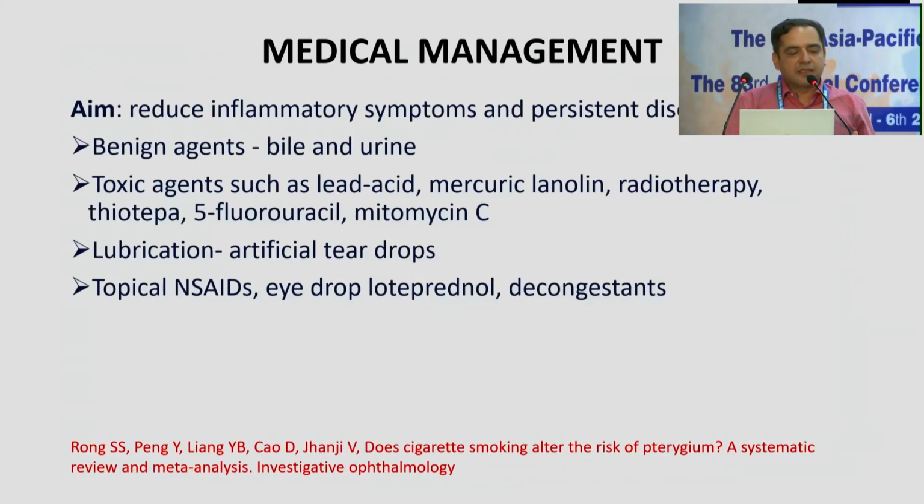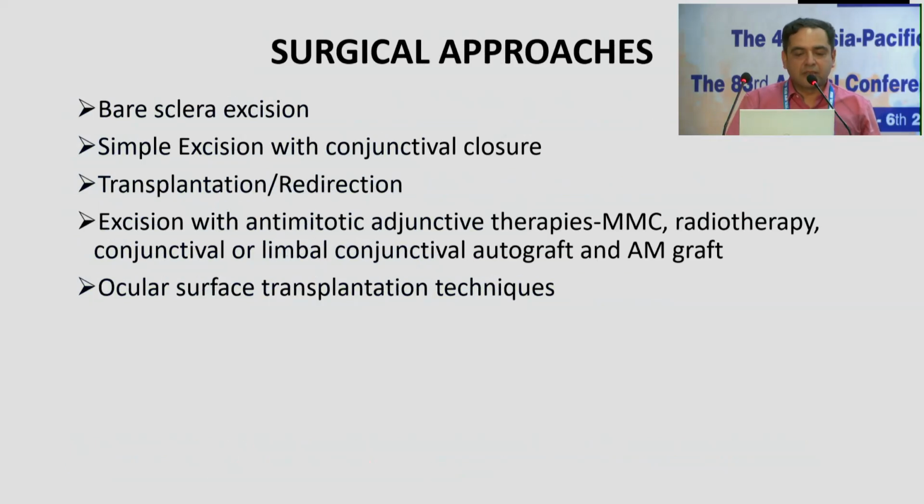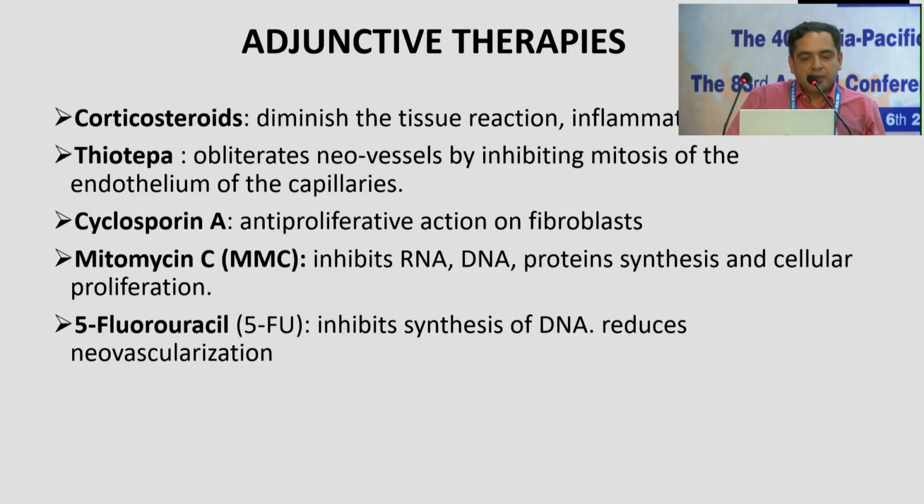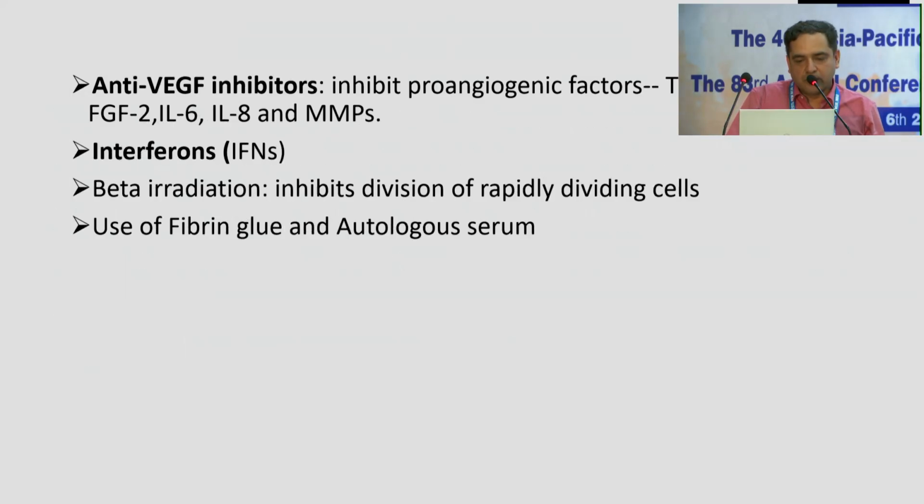Medical management is based upon reducing the inflammatory symptoms and the discomfort with benign agents, lubrication, the topical NSAIDs, and decongestants. Surgical approach: there are multiple approaches, right from bare sclera excision till the Hirst technique of perfect. We have transplantation, redirection and other ocular surface transplantation techniques. The adjunctive therapies involve the corticosteroids, thiotepa, cyclosporin A, mitomycin C, 5-fluorouracil, the anti-VEGFs, the interferons, and use of fibrin glue and autologous serum.